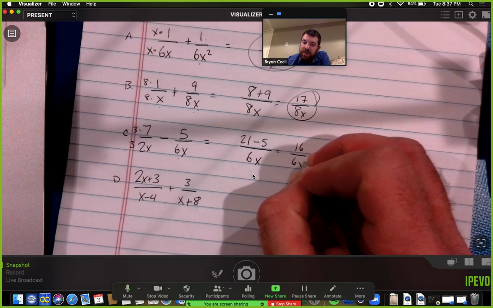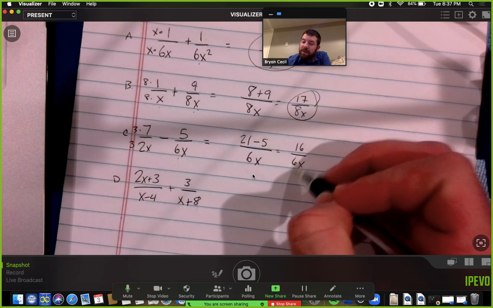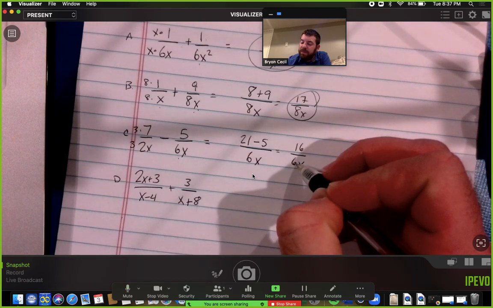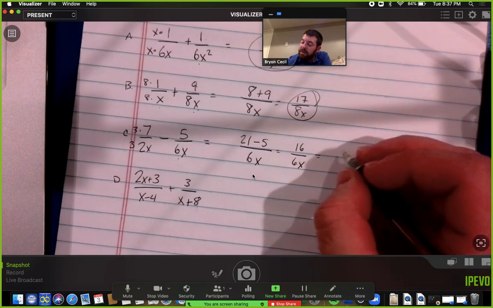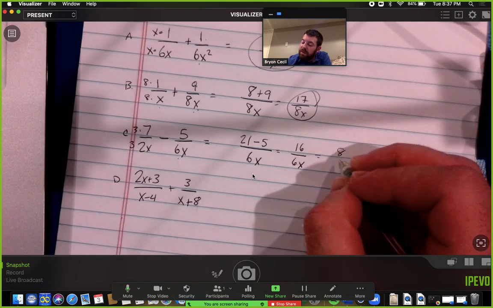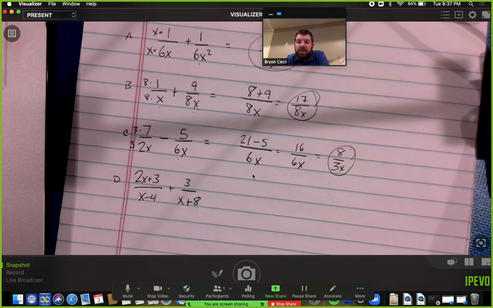And remember how we talked about on this one up top, how if I had common ones I can reduce? Well, 16 over 6, what can go into both of those? 2. That's right. So 16 divided by 2 is 8. 6 divided by 2 is a 3. So I'm going to have 8 over 3x as my final answer.